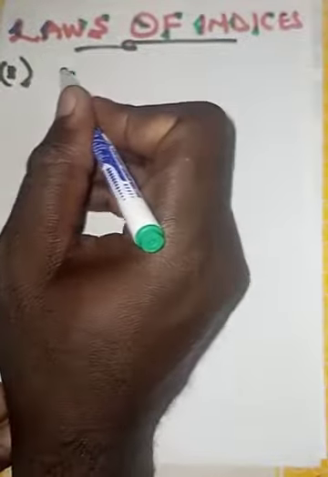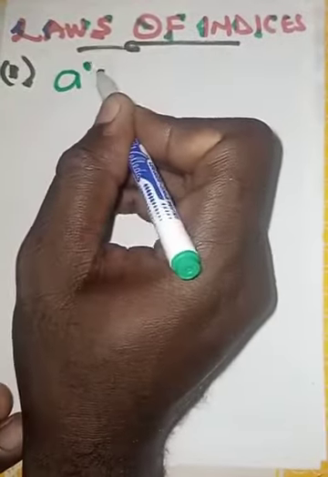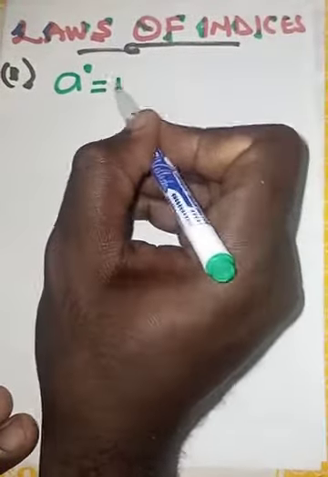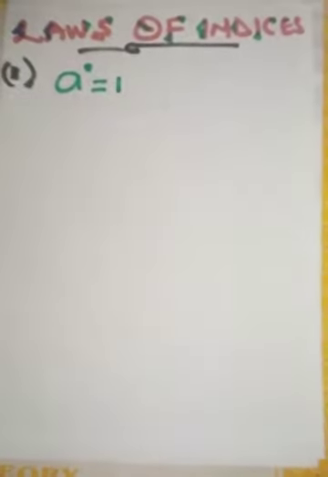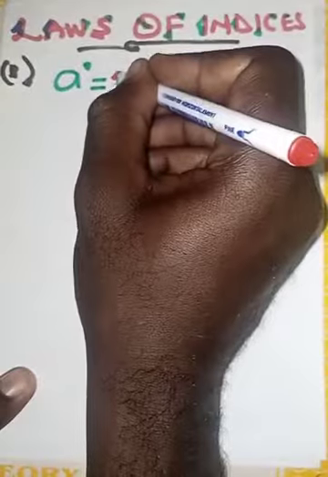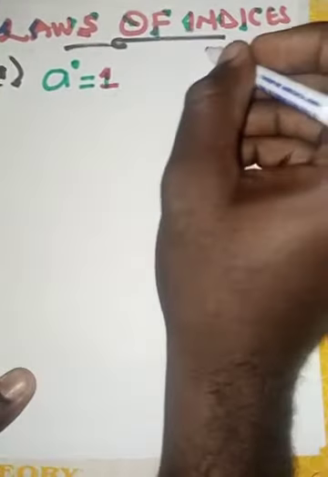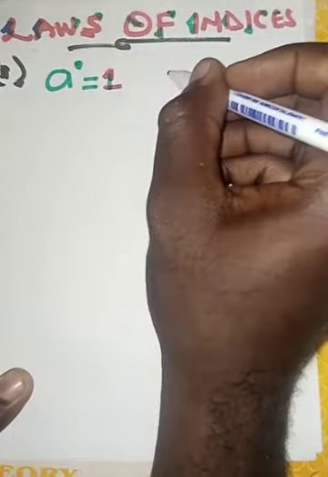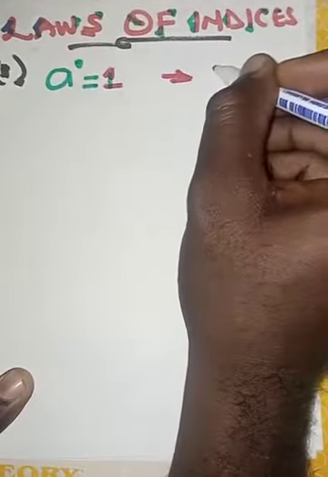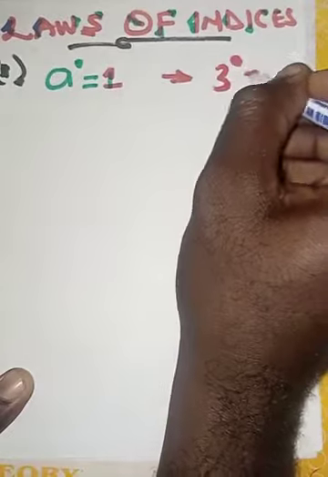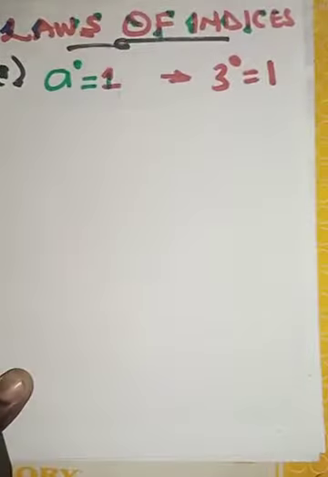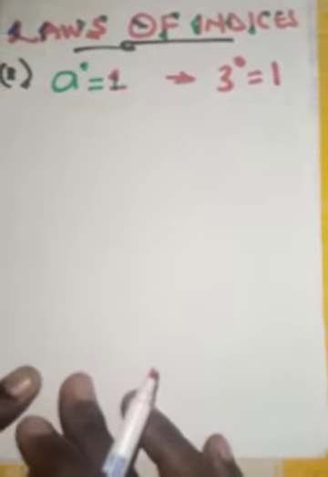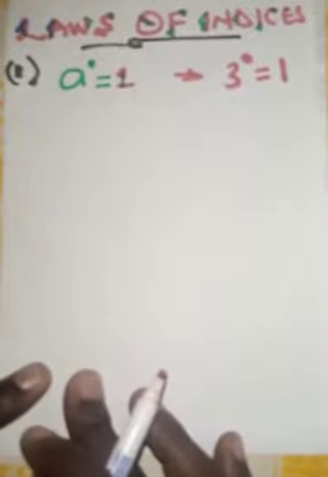The first law says when we have a raised to power 0, it is equal to 1. What this simply means is that any number raised to power 0 will be equal to 1. For example, 3 raised to power 0 will be equal to 1. Even 100 raised to power 0 will be equal to 1.